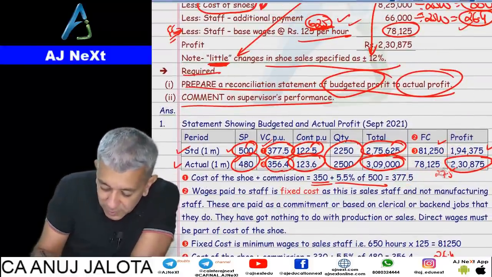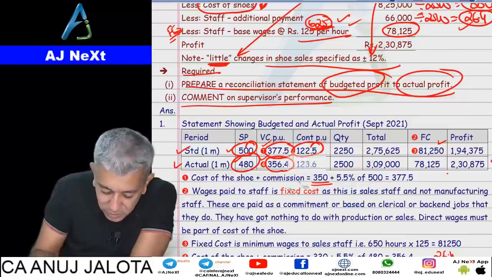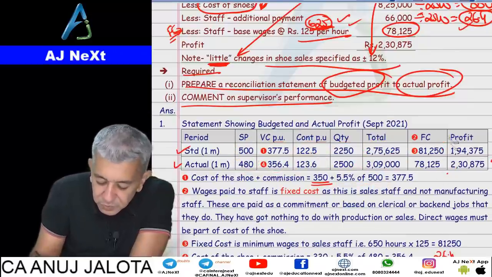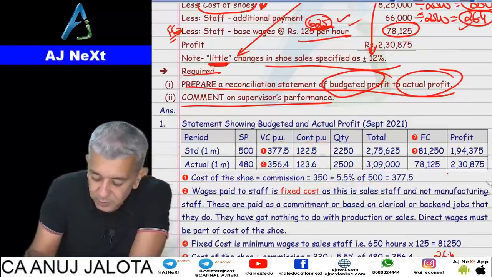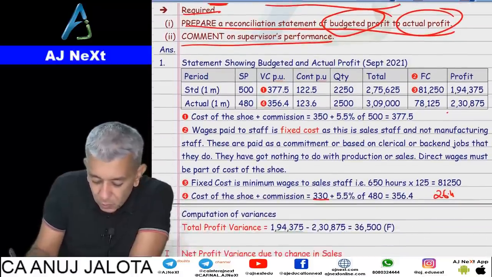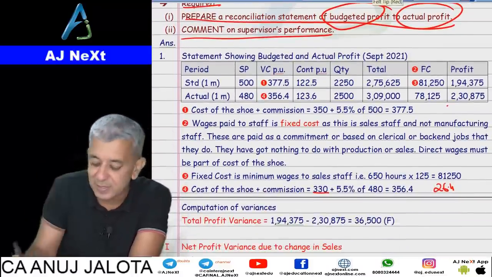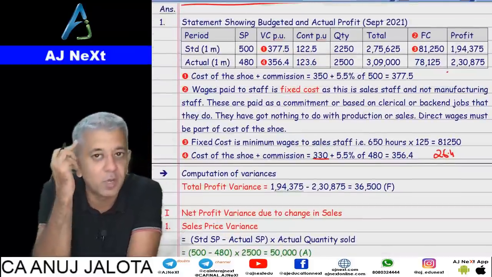I think this is just becoming too messy here. So let me just try erasing this part. Now, this is whatever was the initial format that we were making. So let's start computing all our variances first.